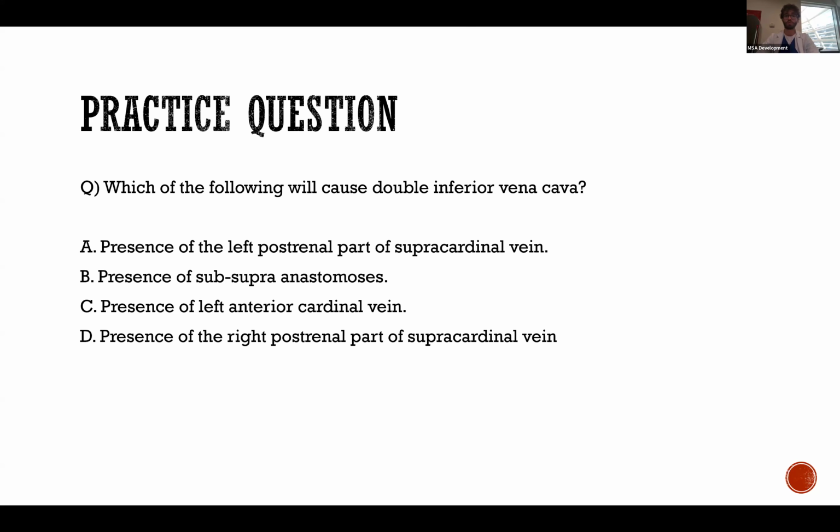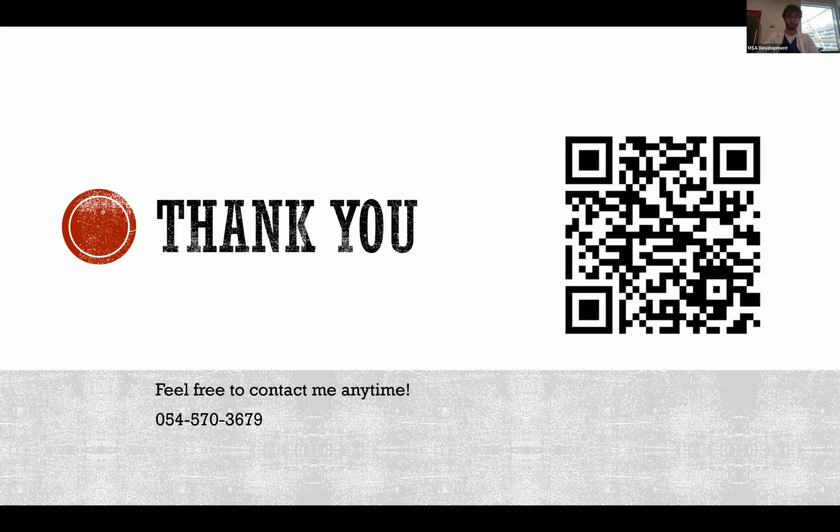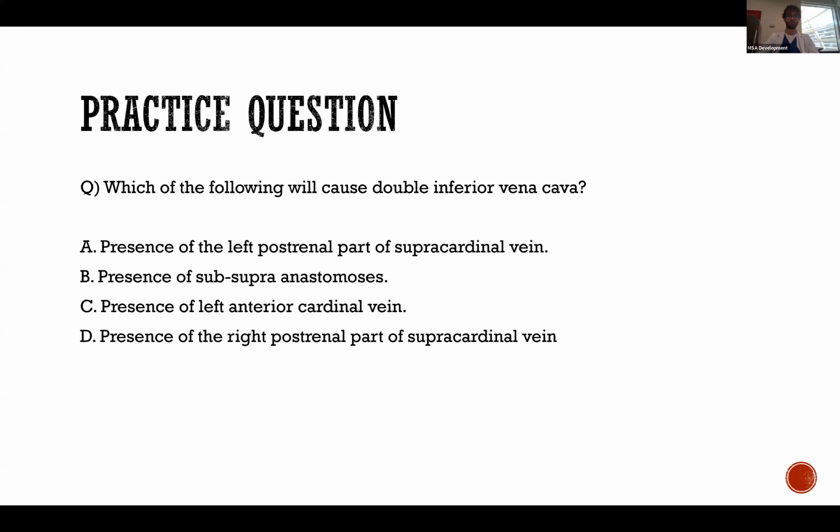Which of the following will cause double inferior vena cava? We just said it: presence of the left postrenal part of the supracardinal vein. Don't be tricked. Presence of the right postrenal part of the supracardinal vein is normal. My IVC is on the right side, so we need to have the right supracardinal vein. What's abnormal is having one on the left side. All right? Let's move on. Oops. Seems like I put the same question twice by accident. But anyways, that was it.